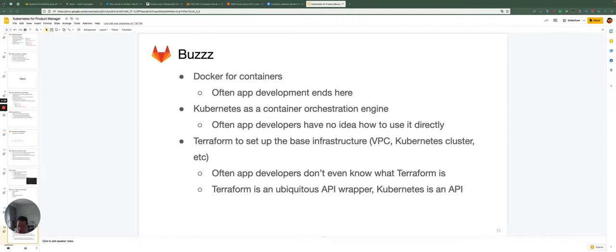Now, what I have seen is that application developers often don't even know what Terraform is. They might not even know about its existence, actually. They might have heard about CloudFormation, which is an AWS-specific alternative to Terraform for the same functionality, but basically Terraform is often totally unknown to them as a technology. So this is how these things get together.